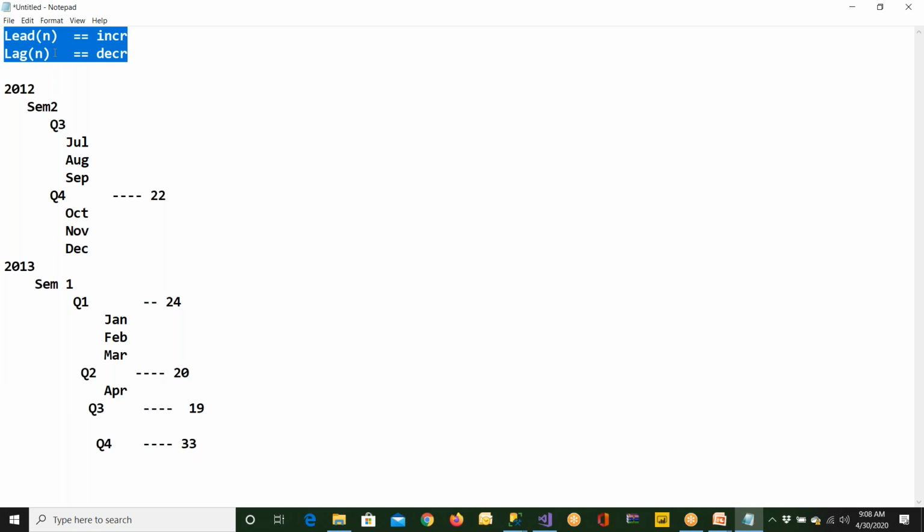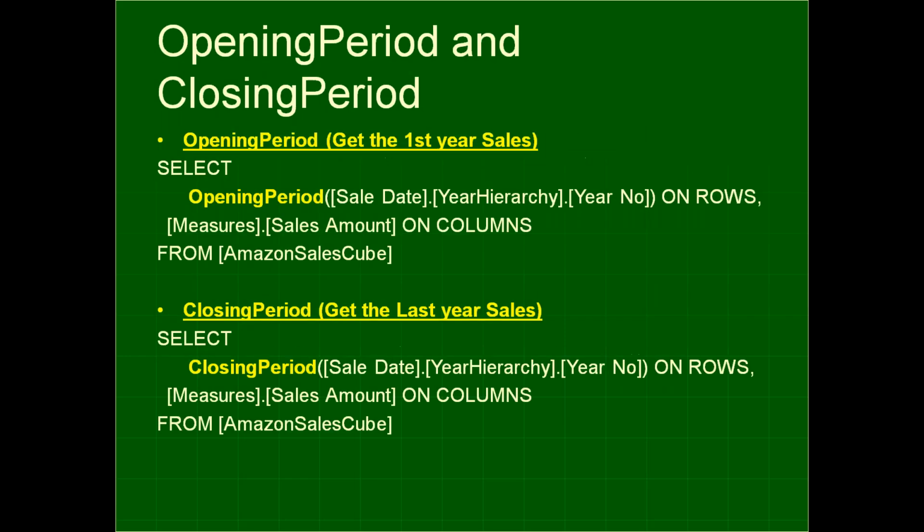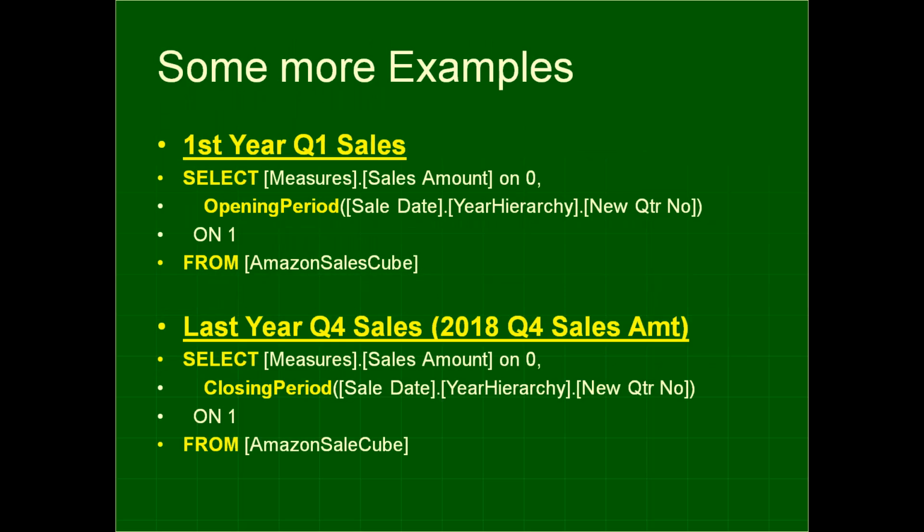So instead of using lead and lag, we can also use one more function, that is what is called a parallel period. Okay, so 2012 semester 2, you're pointing to what is the parallel period if you go back. So 2012 semester 2 parallel period would be 2012 semester 1. That is a parallel period. If you want to increment, 2012 semester 2 parallel period will be the next semester, that is semester 1. So like that, you can use lead and lag to get the data.